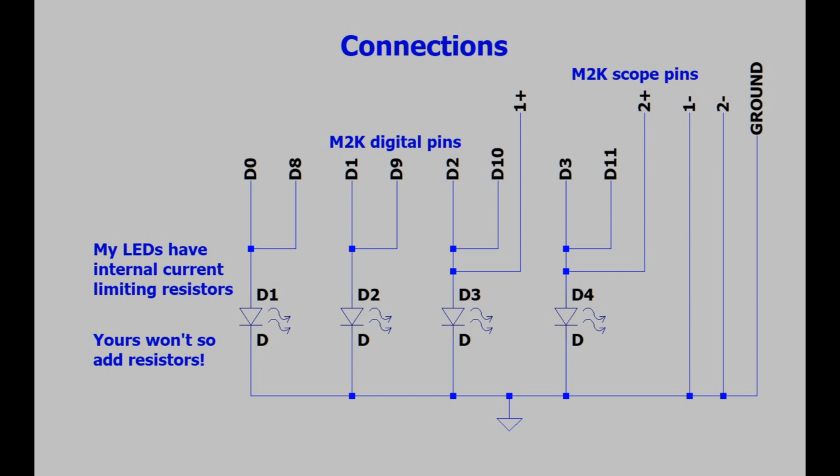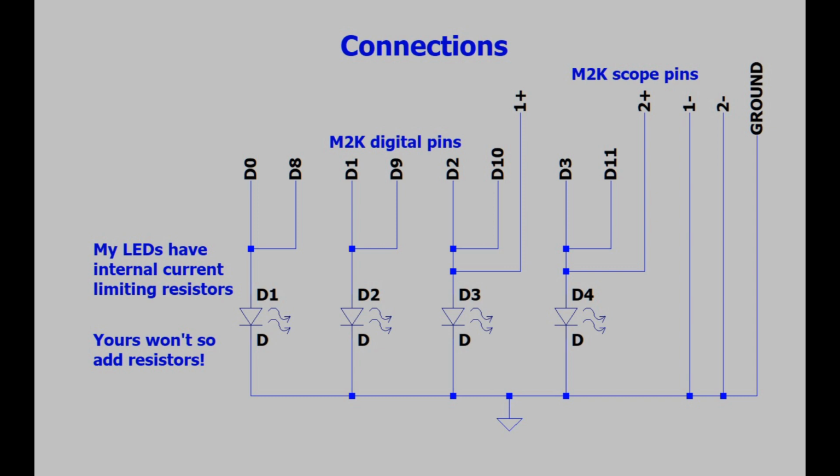Here are the connections that I'm going to use to blink my LEDs. I'm going to use 4 of my LEDs that have internal current limiting resistors. And I'm going to connect them to digital I/O pins 0, 1, 2, and 3. Those will be the pins that are configured as outputs. I'm also going to connect them to digital I/O pins 8, 9, 10, and 11. Those will be configured as inputs so that the M2K can read what it's outputting on the output pins.